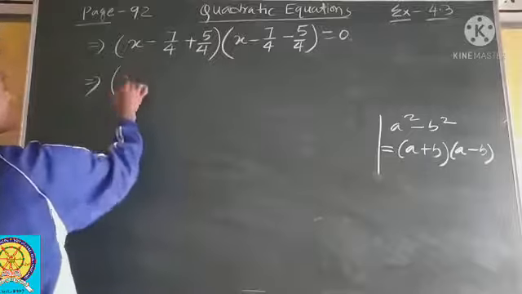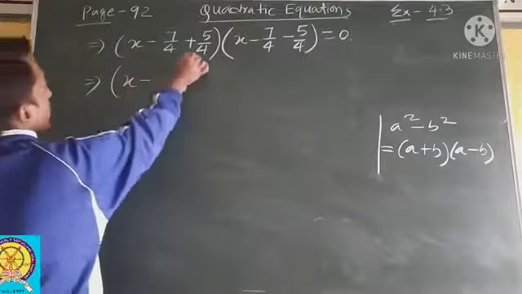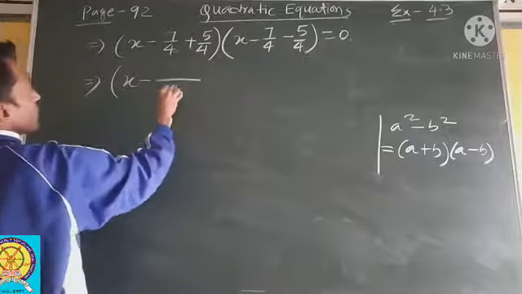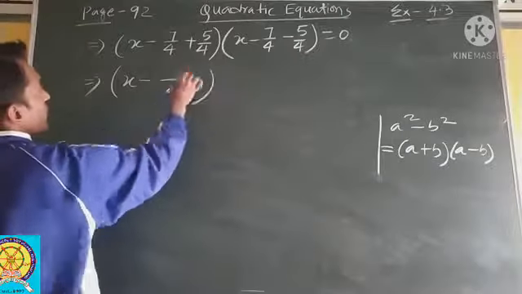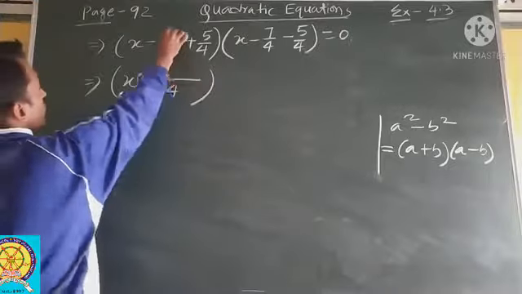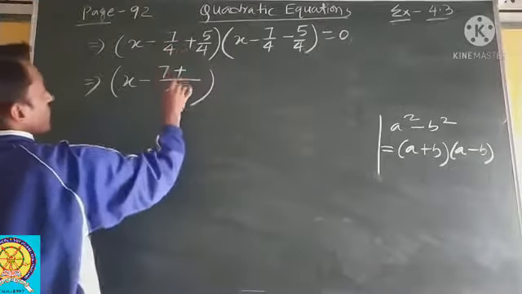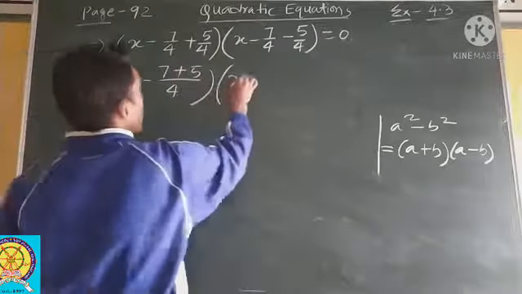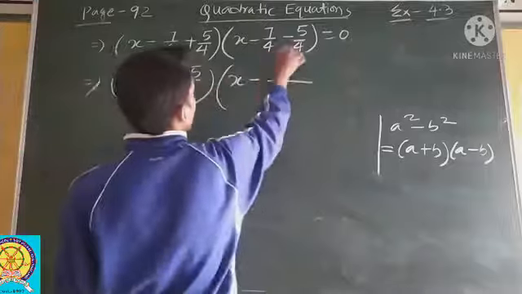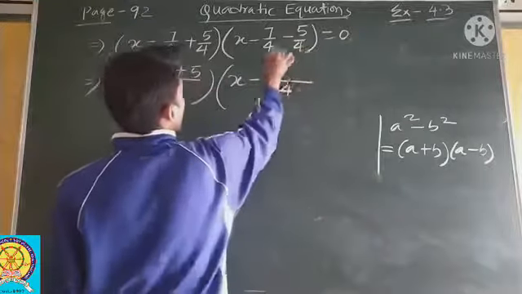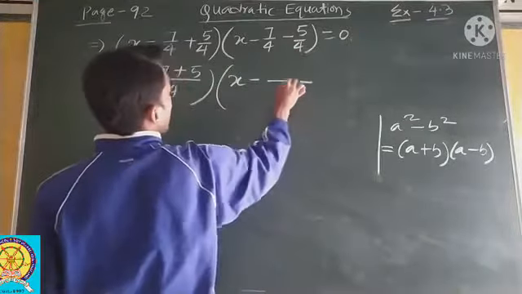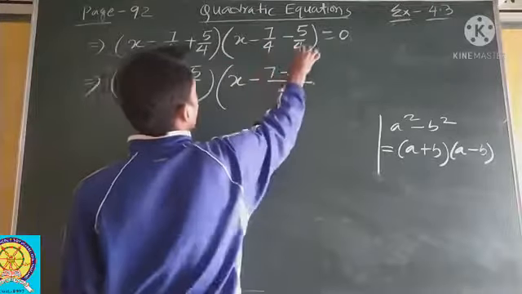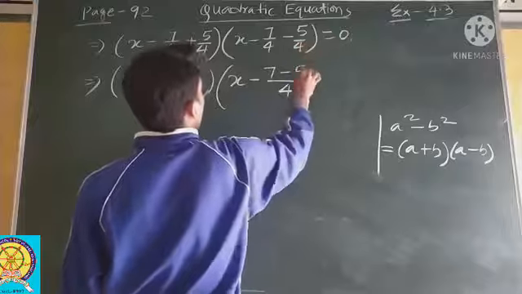Now here you have to take LCM again. Here you see the denominators are 4, 4. So you take LCM. LCM of 4 and 4 is 4. 4 by 4 is 1, 1 into 7 is 7, plus 4 by 4 is 1, 1 into 5 is 5. In the same way you have to do that part also. LCM of the denominators 4 and 4 is 4. 4 by 4 is 1, 1 into 7 is 7, minus 4 by 4 is 1, 1 into 5 is 5.